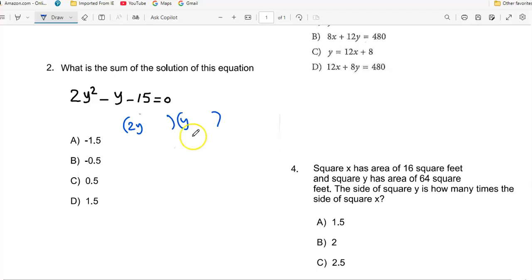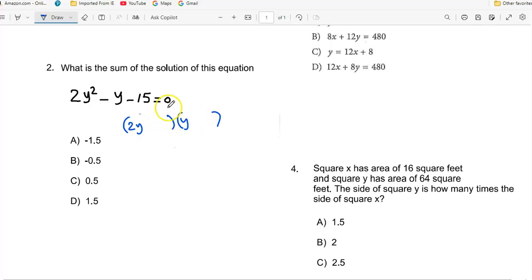How do we factor 15? 1 times 15, or it could be 3 times 5. So where I put the 1 and 15, or the 3 and the 5, this is what we're going to do to try to get the right combination. So if I put 5 here, that will be 2 times 5 is 10, and 3 here, so 10 and 5 is not going to give us the negative 1.